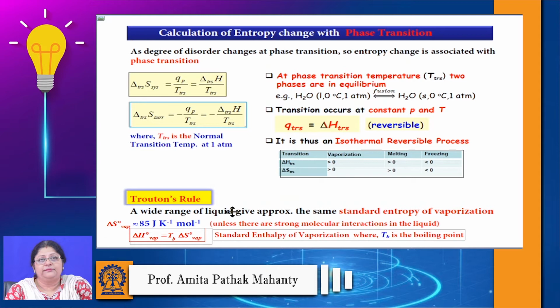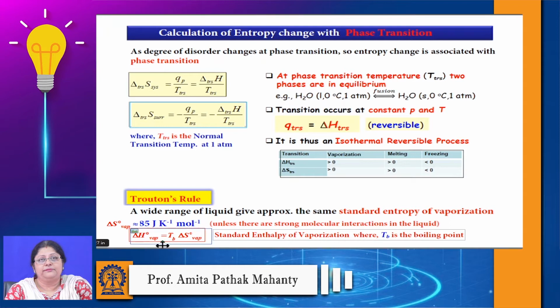So when I'm talking about a liquid and calculating the standard entropy of vaporization, what is given to me is the standard vaporization delta S for the system, right? The standard entropy of vaporization is a fixed value for most liquids, approximately equal to 85 joules per Kelvin per mole. Now, if I am given the standard enthalpy change of vaporization, I should be able to get the value of the boiling point, because delta H will be nothing but delta S into the transition temperature, right?